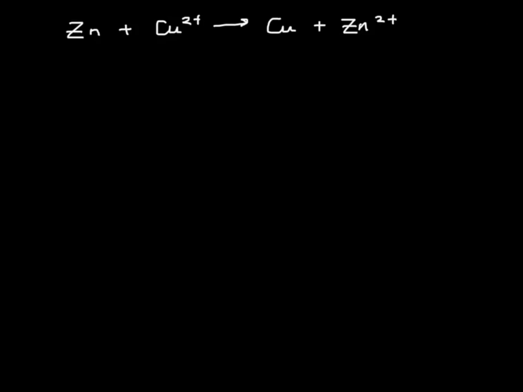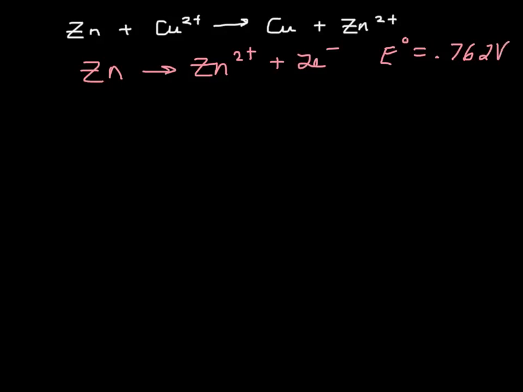Let me show you how easy this is. Say we want to find the voltage of this reaction. We write the 2 half reactions. Zinc goes to zinc ion and 2 electrons. Then you find the table, and in the table you find this half reaction, but you'll find it written backwards, because they're all written as reductions. So find the half reaction that says zinc ion plus 2 electrons gives you zinc, and the voltage for that is negative 0.762. Since we've written the reaction backwards, we change the sign. So it's 0.762 volts as written.